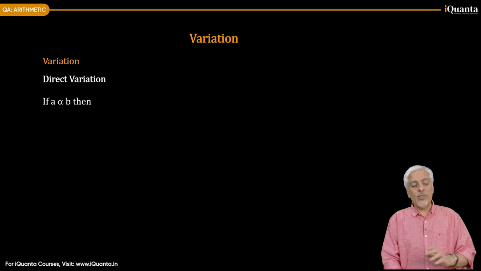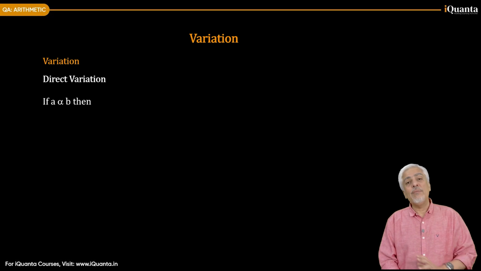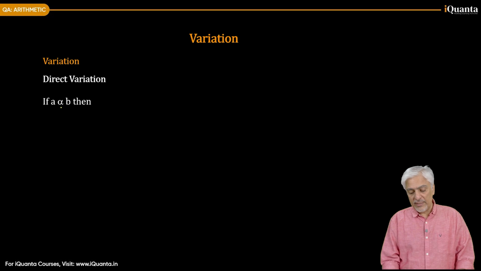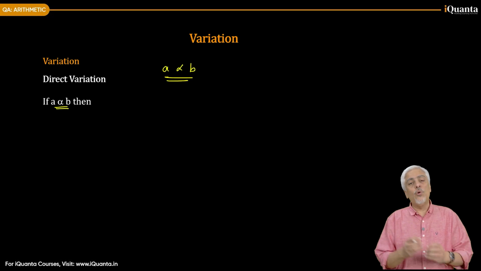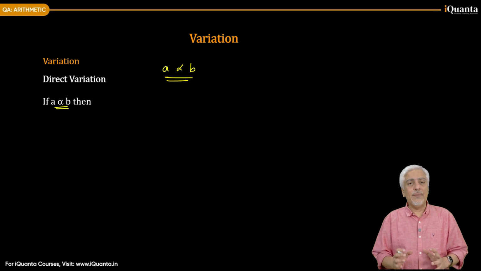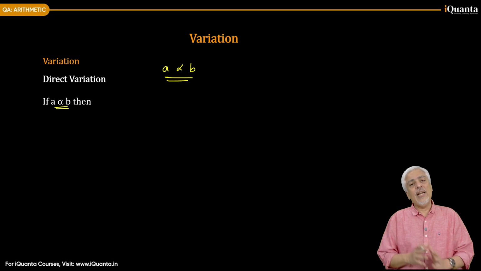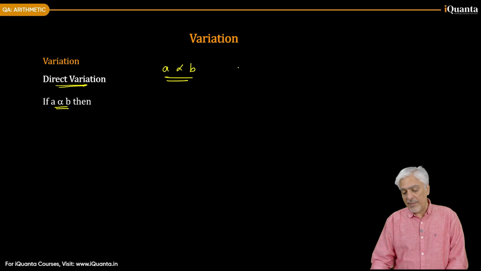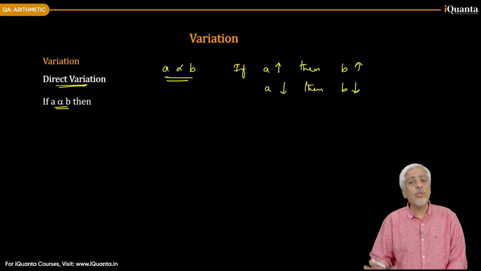So the first thing I need to understand over here is what is variation and what do I mean by direct variation. First of all, direct variation is written this way: A varies as B. When I say only A varies as B, I automatically mean A varies directly as B. Now, what does direct variation mean? That means if A increases, then B will also increase, and if A decreases, then B will also decrease. Simple. That's a simple rule you have to apply.